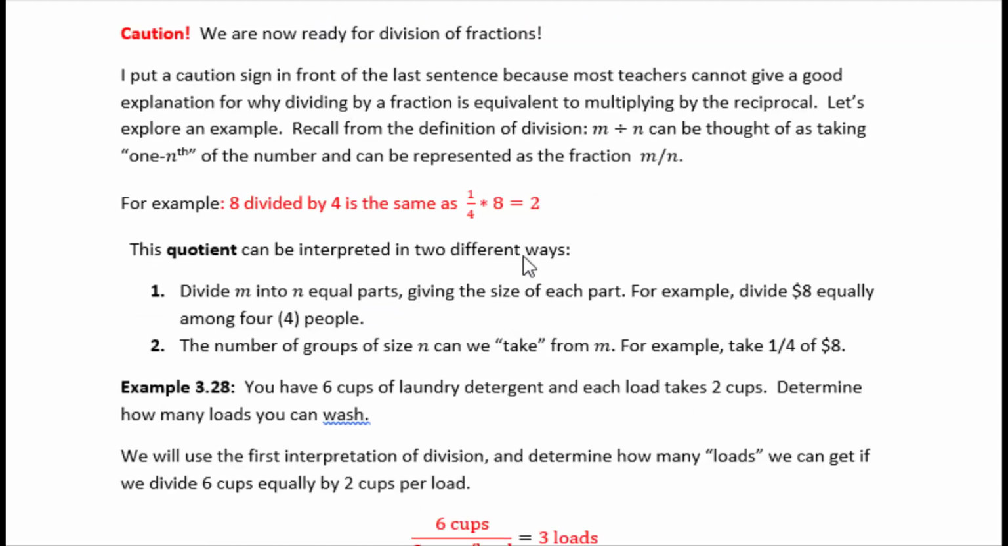The quotient, which is the answer, can be interpreted in two different ways. If you just divide them, given the size of each part, divide $8 equally among 4 people. You get $2 per person. Or the number of groups of size n that we can take from n. For example, 1/4 of 8 means 1/4 times 8, which is 2. So I can take 2 groups.